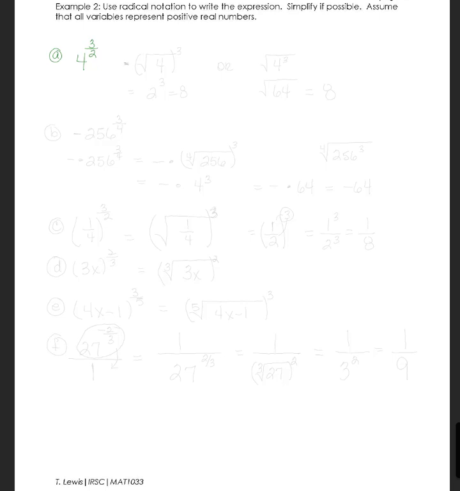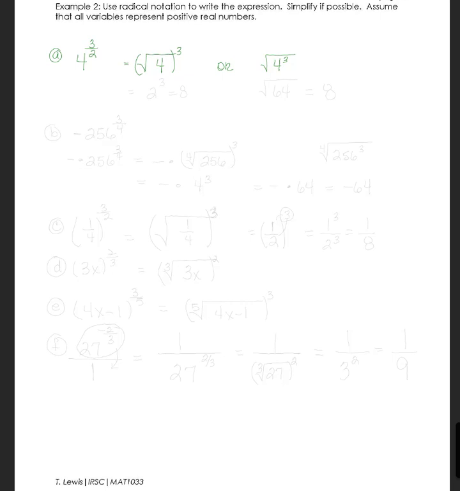The square root of 4, and then we can say cubed. Or it could have been written as the square root of 4 cubed. I want you to understand we're still going to get the same answer no matter which way we put that exponent. If we want to put the exponent on the base, which will be the radicand, or on the outside, we're going to end up with the same answer.